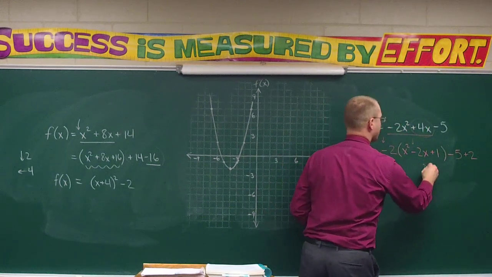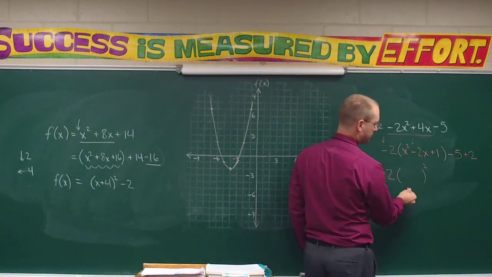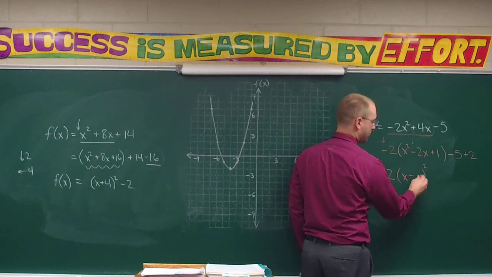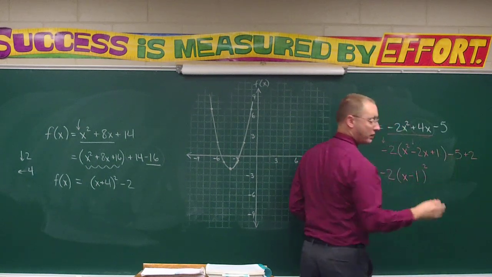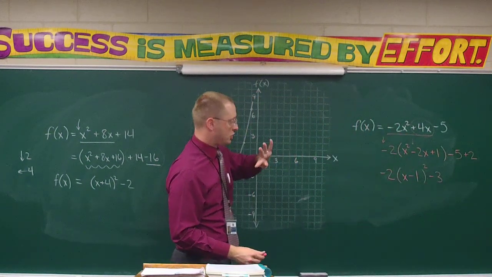What's the binomial squared going to be here? Genesis? There we go. And then we combine at the end, of course, we'll get a negative 3. All right, so there are actually 4 changes to our graph.